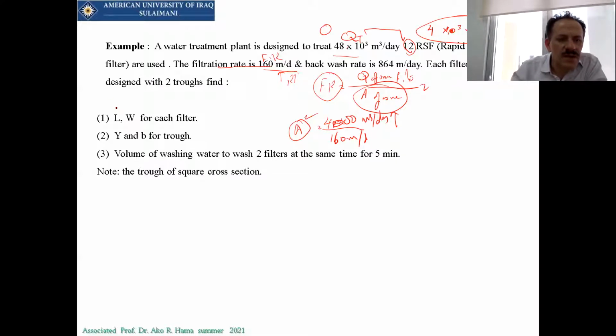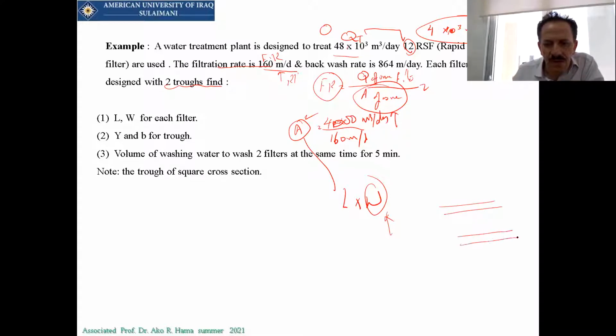And to find the area of one filter, this area is equal to the length times the width. The width depends on the number of the troughs. We have 2 troughs. This will be trough 1, this will be trough 2. So the center to center of these 2 troughs is 2 meters. Now from the trough to the wall is 1 meter, and there is another 1 meter. So the width overall will become 4 meters.